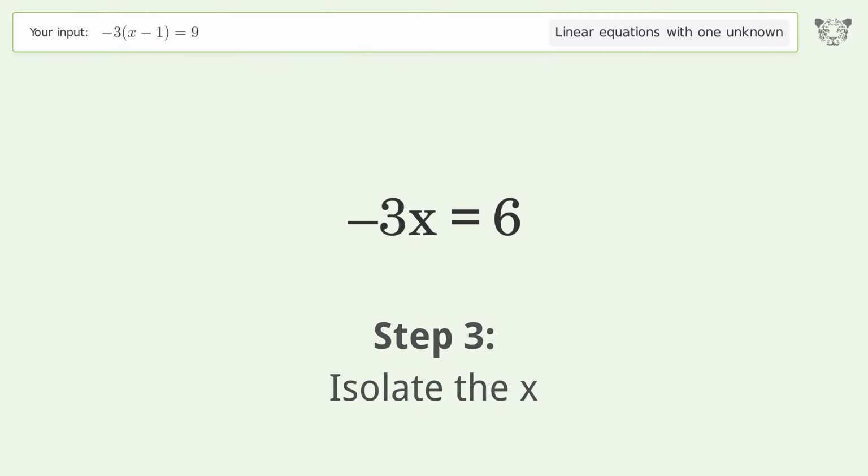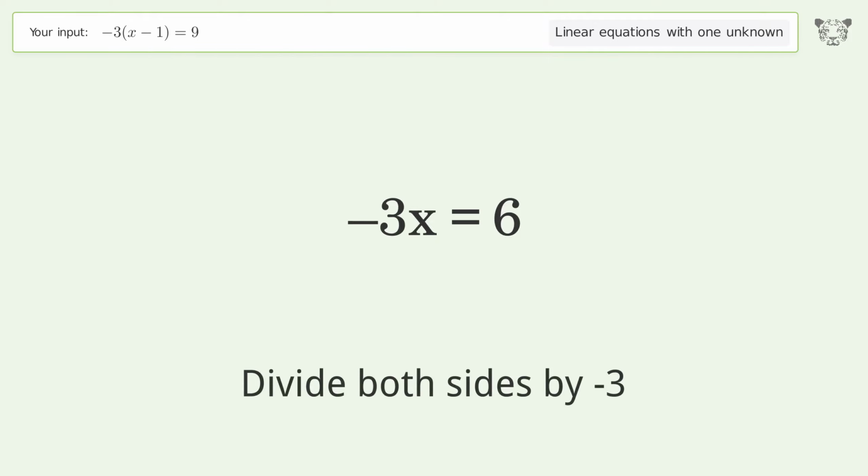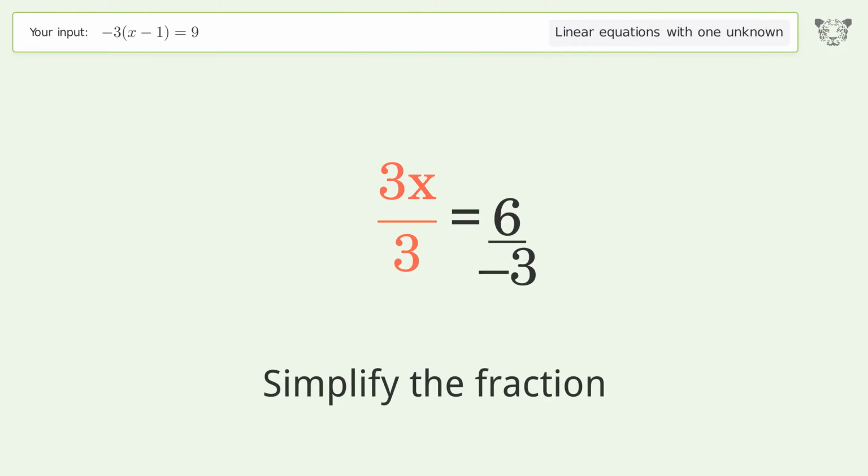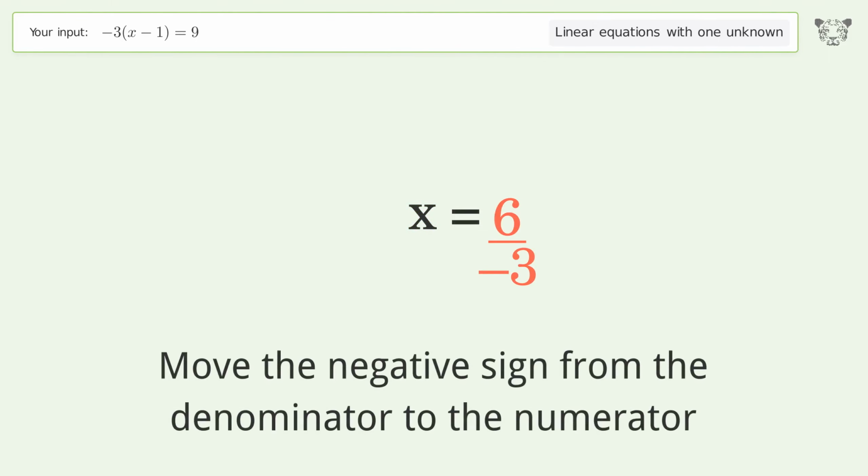Isolate the x. Divide both sides by -3. Cancel out the negatives. Simplify the fraction. Move the negative sign from the denominator to the numerator.